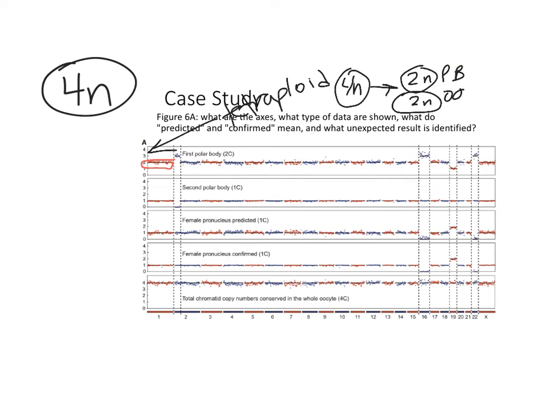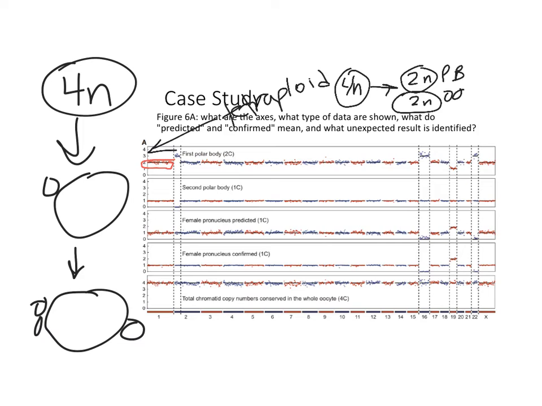So, 4N, you get the first division, you get the second division. So if you destroy these cells, the polar bodies, well, technically that's not true. What they've done is they've taken the first polar body after the first division, and the second polar body at the second division. And they've sequenced those, basically. So first polar body goes there, second polar body goes there. So the first polar body should always have 2 copies of every chromosome. The second polar body should always have one copy of every chromosome.